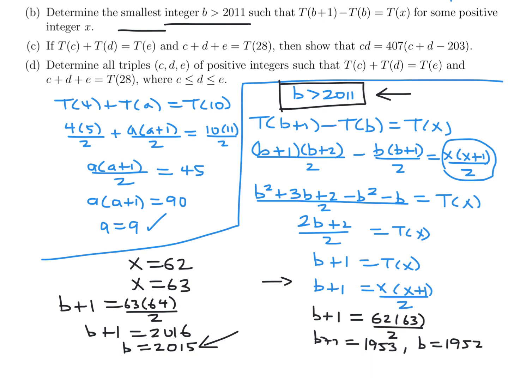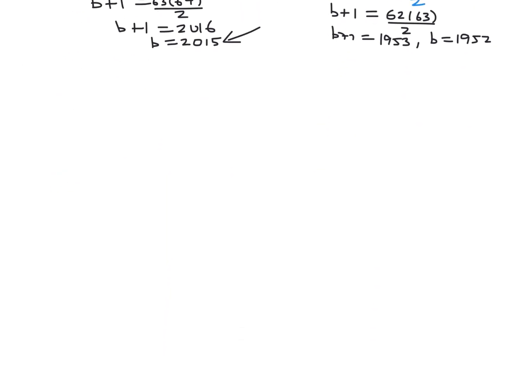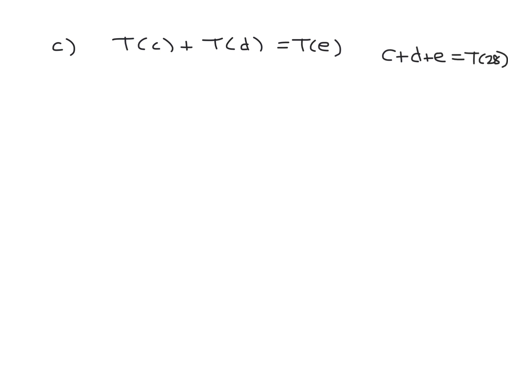Part C. If T_c plus T_d is equal to T_e, and c plus d plus e is T_28, show that cd is equal to 407 times (c plus d) minus 203. Okay, oh boy. All right, so let's concentrate on what they tell us first. They are telling us that this is true: T_c plus T_d is equal to T_e. And then they tell us that c plus d plus e is equal to T_28, right?